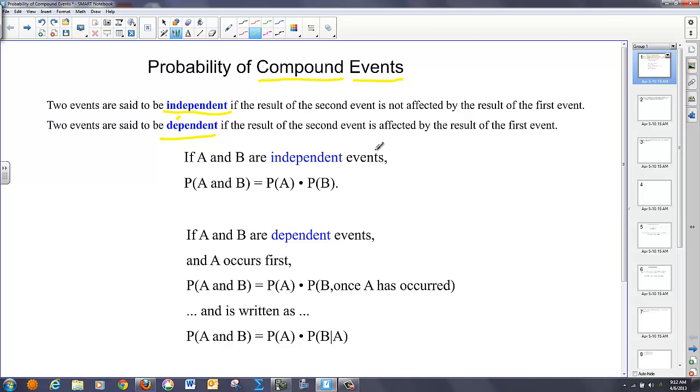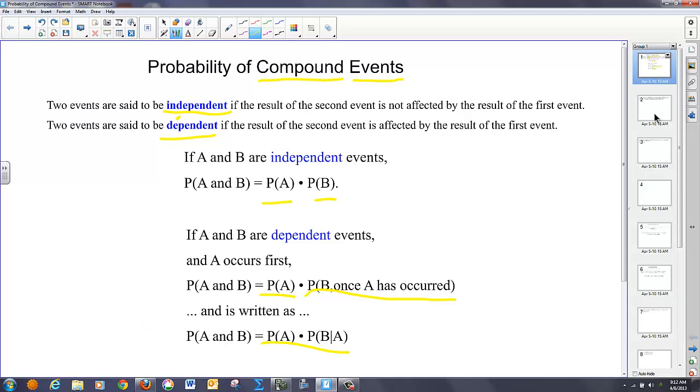If I have independent events going on, I just simply multiply the two probabilities together. If the second event is dependent upon what happens in the first event, it's likely that the chances of something happening second are less than the chances of something happening first. So to calculate that probability, we take the probability of the first event and multiply that by the probability of the second event happening based on the results of the first event. And we would write it this way right here if we were to write it in mathematical terms.